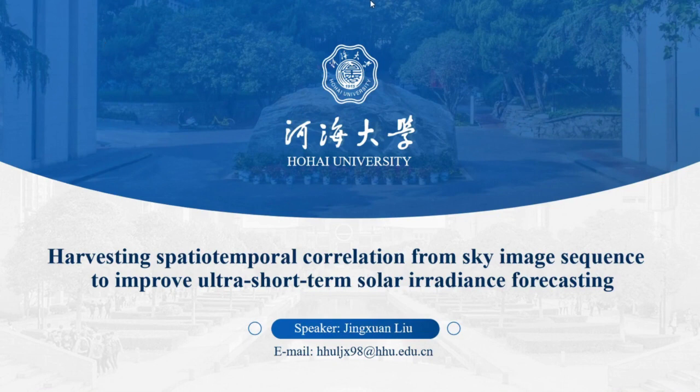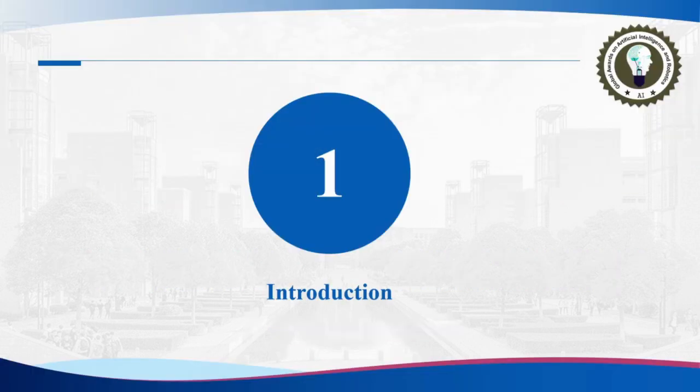Hello everyone, my name is Liu Jingxuan from Hohai University, and my research work is about harvesting spatiotemporal correlation from sky image sequences to improve ultra-short-term solar irradiance forecasting. My research begins with the introduction part.